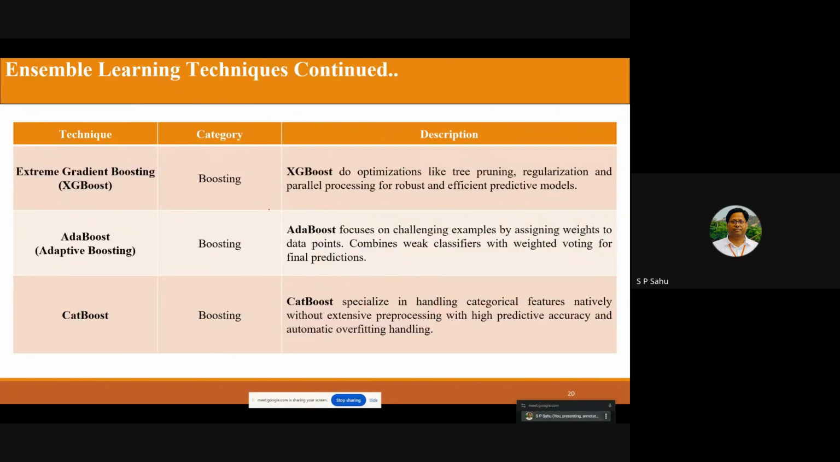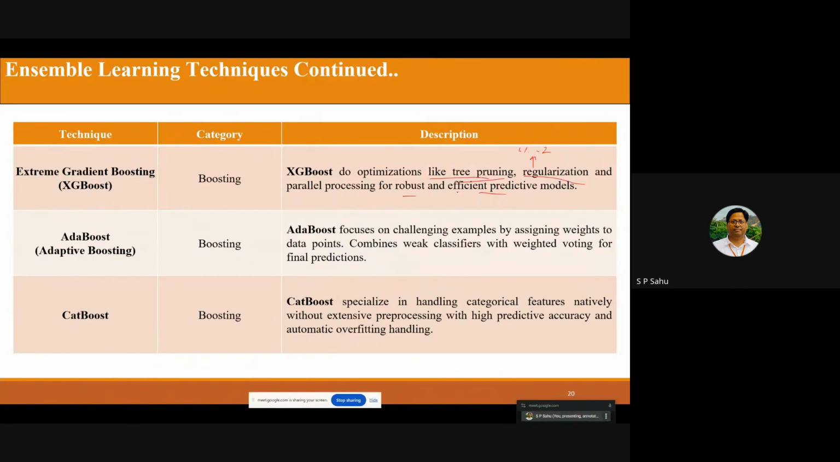Extreme gradient boosting also uses the gradient, but it will also use data pruning, or alpha or beta cutoff in the tree structure or decision tree. It also uses the regularization method, L1 regularization and L2 regularization, and parallel processing for robust and efficient predictive models.